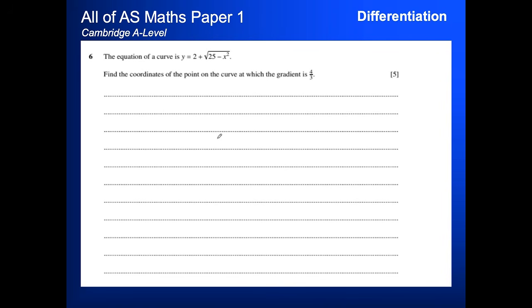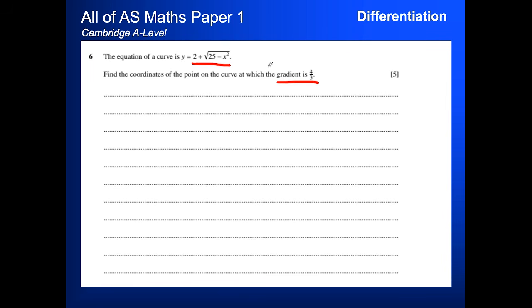Okay, and on to a fundamental part of the course, which is, of course, differentiation, being able to use the chain rule, making sure that we're happy with that, and also different style of questions. So the equation of the curve is given as 2 plus the square root of 25 minus x squared, and we need to find the coordinates of the point on the curve at which the gradient is 4/3.